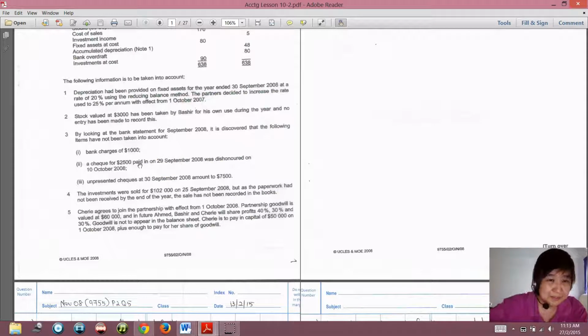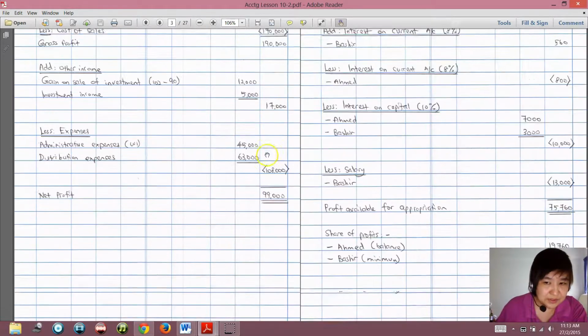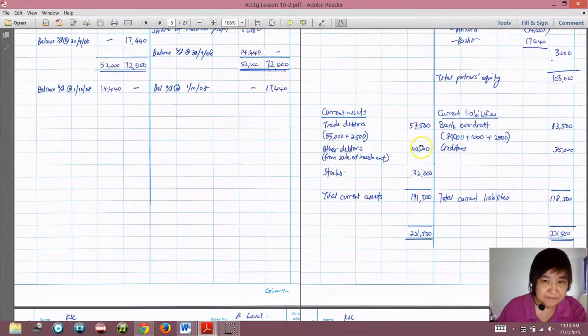So it was dishonored. That means the debtor who owed me money paid in 2005 on 29 September. Then the check bounced. When they paid in at that time, I would have minus from the debtor and added to the bank balance. But now the check bounced, so how am I going to reverse? When they paid me at that time, I would have minused from the debtor and increased the bank account. That means minus from the debtor and reduce the bank overdraft. But now the check bounced.